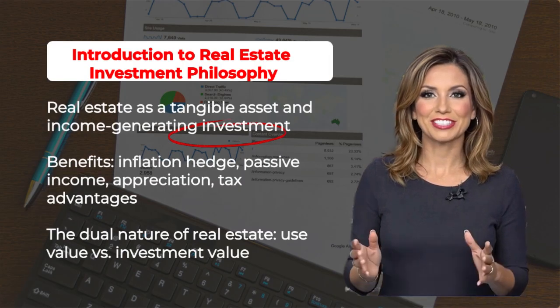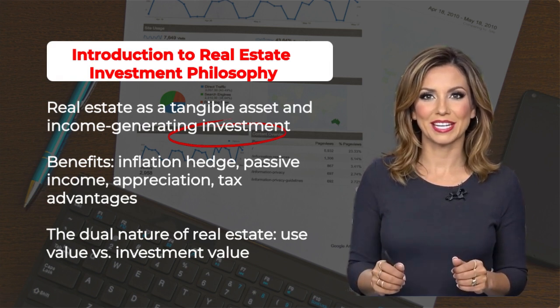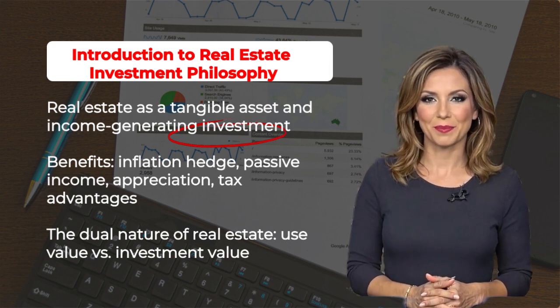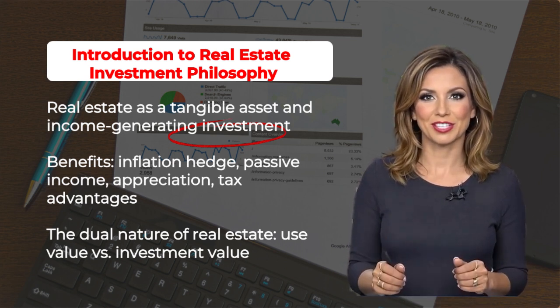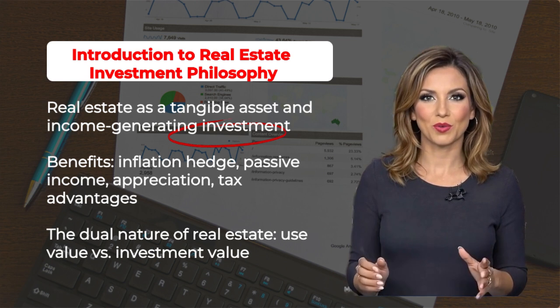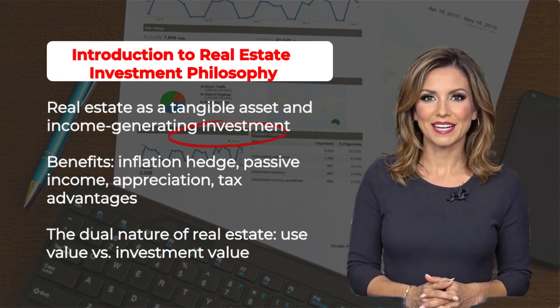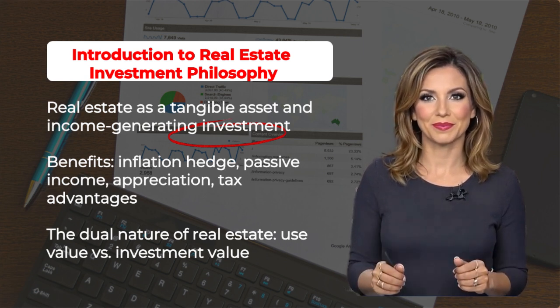Introduction to Real Estate Investment Philosophy. Real estate as a tangible asset and income-generating investment: benefits include inflation hedge, passive income, appreciation, and tax advantages. The dual nature of real estate: use value versus investment value; core versus value-add versus opportunistic strategies; buy and hold versus fix and flip versus land banking.